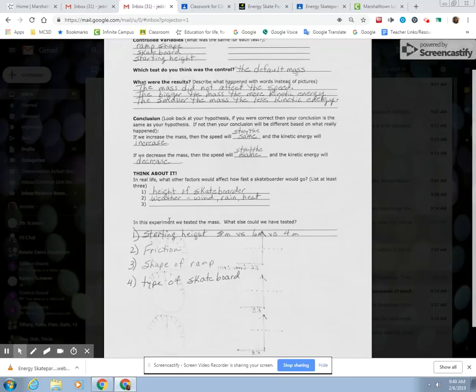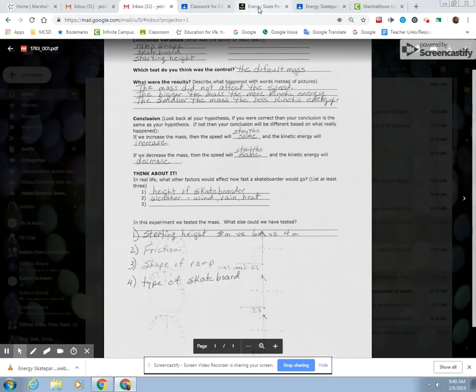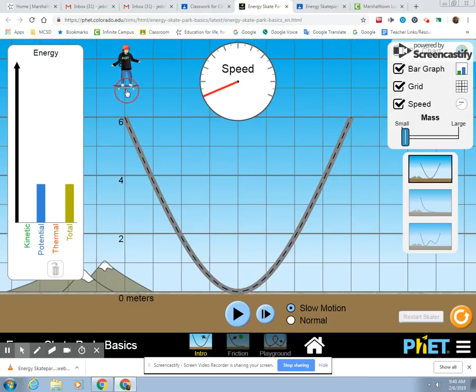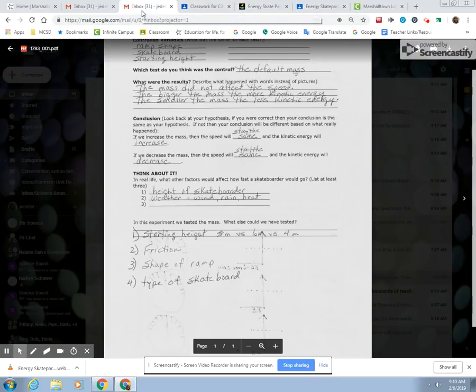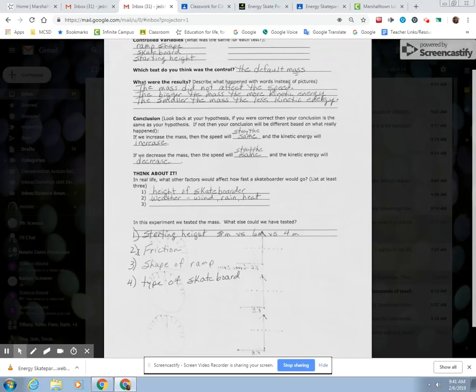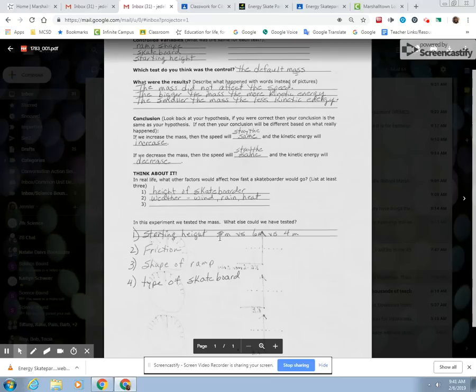And then if we did an experiment again, maybe we could change the starting height. Maybe we could go back and actually move the starting height. I don't know if it'll let us do that. Anyway, we could have gone to 8. Maybe we could have changed the shape of the ramp and tested that. That might have been cool. Maybe we could test whether there was friction or not. Maybe we could test the type of skateboard with a different program, or if you were in real life, you could do that. So there's a whole bunch of different things that you could test.